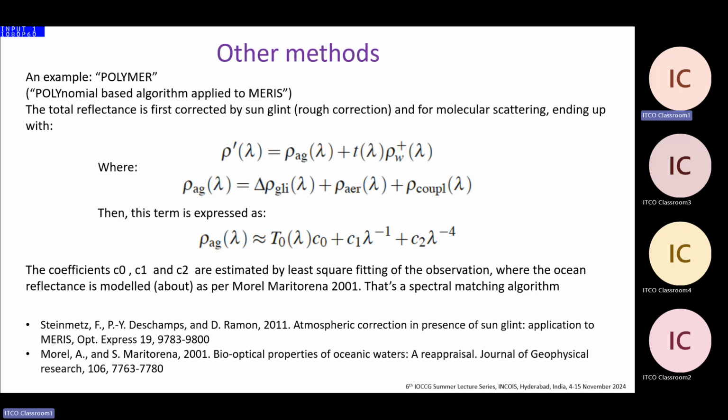It's called POLYMER. It means polynomial-based algorithm applied to MERIS, but it can actually be applied to all sorts of sensors, and that's what the ESA Ocean Color Climate Change Initiative is doing, applying it to all sorts of sensors to generate multi-sensor merged products. In that case, the total reflectance is first corrected for sun glint and molecular scattering, and then you end up with relatively simple equations. What does it mean? Well, that's the atmospheric path reflectance, basically, plus the water-leaving reflectance. And this atmospheric part is simply expressed as three components: one which is the glint, one which is aerosol, and one which is the coupling between all that stuff.